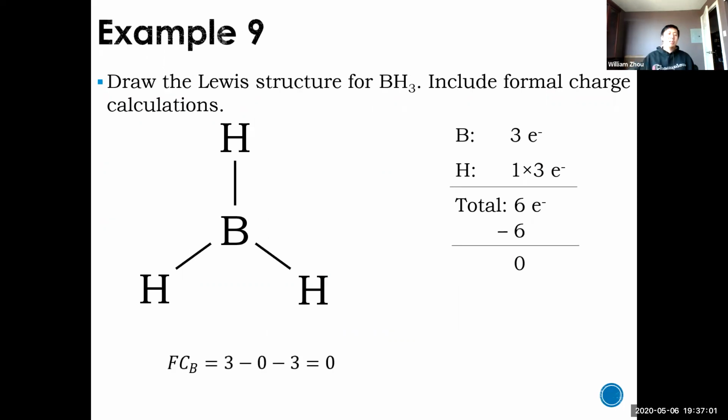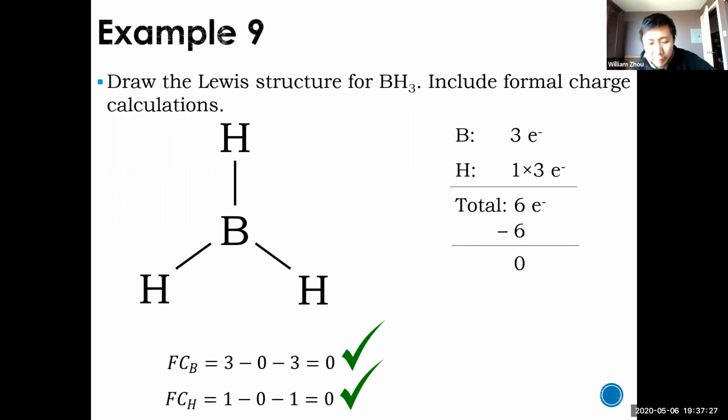You do the formal charge. Boron has 3 valence electrons, no non-bonding electrons, and 3 bonds, so 0. Good. Hydrogen is always 0. So you can see that BH3 is perfectly stable. They're perfectly happy, zeros across the board. That is your final structure. That may look weird to some people because you don't have 8, but that's just boron.